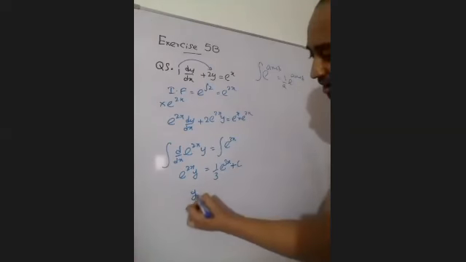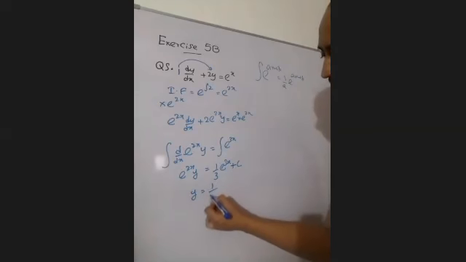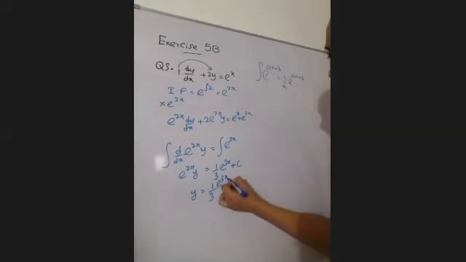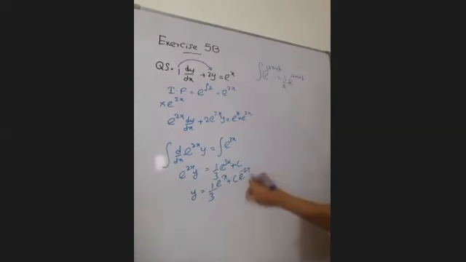Then you can say y is equal to 1 over 3 e to the power 3x divided by e to the power 2x. That turns up to e to the power x, plus c e to the power minus 2x is the final answer. The c value you can find if they have given the boundary conditions. Right.